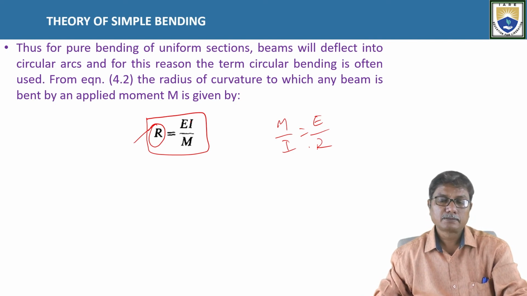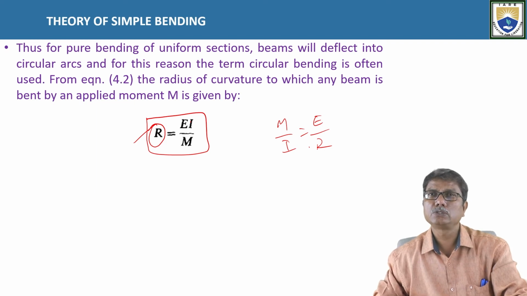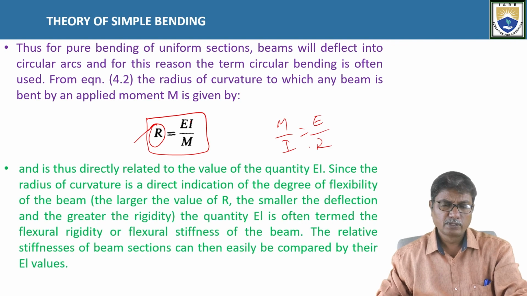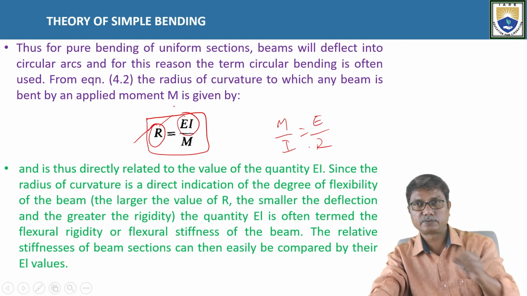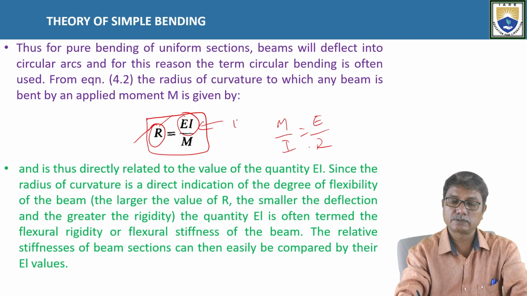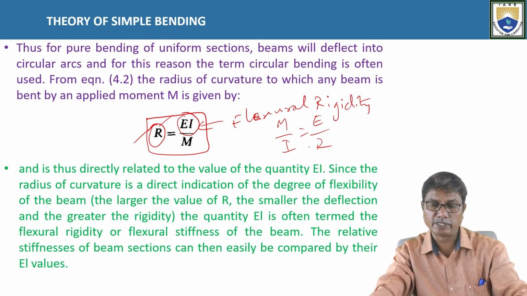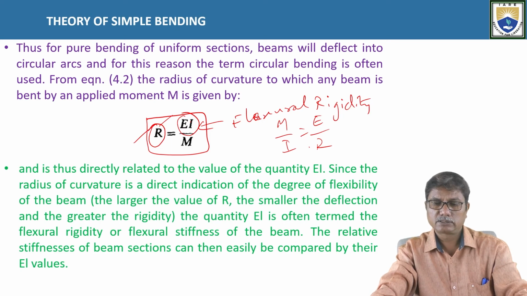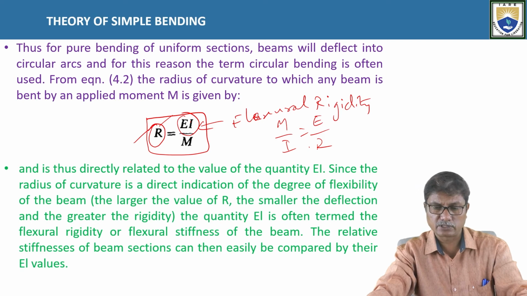So the radius of curvature is constant, which means the beam bends into a circular arc under the action of the given loads, and is thus directly related to the value of the quantity EI. The radius of curvature depends on the value of the quantity EI, which is also known as flexural rigidity or stiffness of the given cross section and material. Because E is a material property and I is a geometric property of the cross section, the radius of curvature depends on both the material as well as the shape of the cross section of the beam.